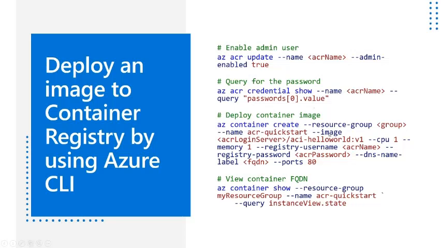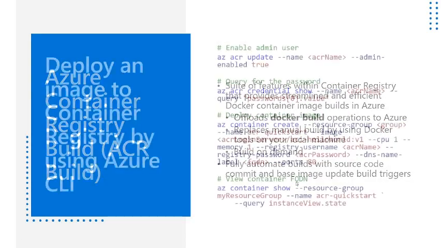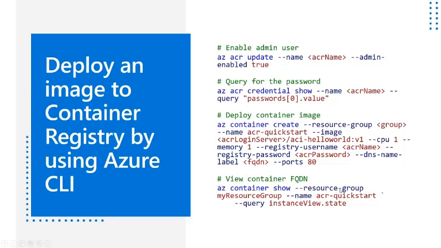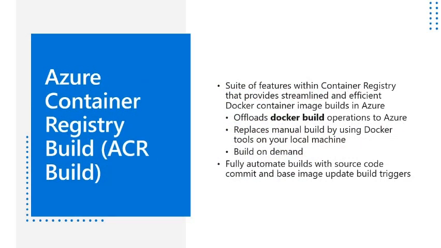So once we have deployed it, now we can view the container FQDN: az container show, resource group my ACR quickstart, query instanceView.state. By using this query instanceView.state, we can view the status of the deployed container image. Now we deployed the container image. After that, we can use Azure Container Registry build. So we can now use the build.